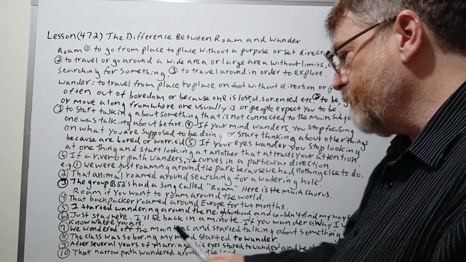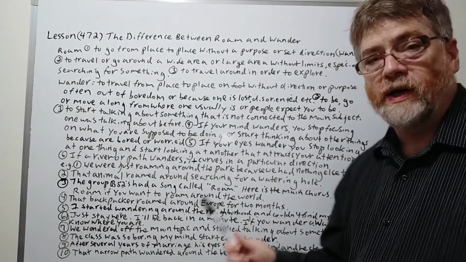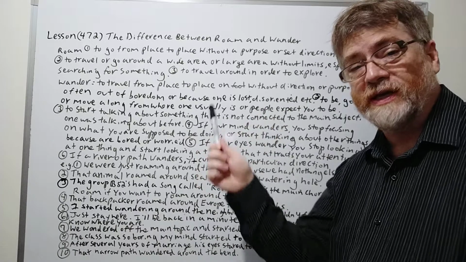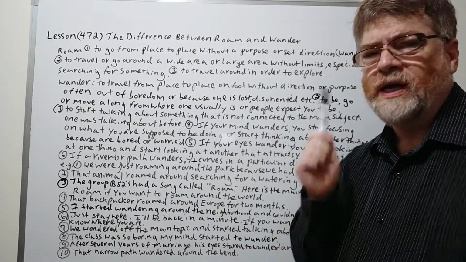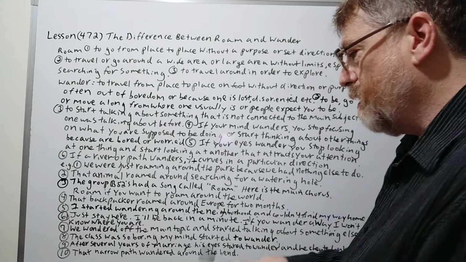All right, number 8 here. The class was so boring, my mind started to wander. Yeah, so if your mind starts wandering or you start daydreaming, start thinking about something else, we'll use wander. We don't say that your mind roams. That also sounds weird. All right, number 9 here.